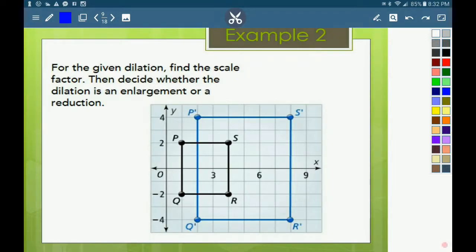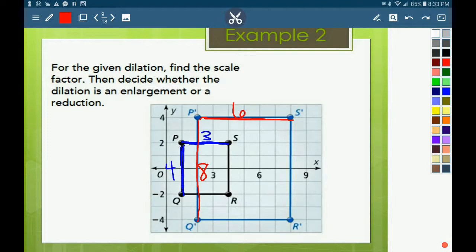It says, for the given dilation, find the scale factor, then decide whether the dilation is an enlargement or a reduction. Okay, so I'm just going to take note of some side lengths here. If I were to look at from P to Q, that's going to be 4 units. And then from P to S, that's going to be 3 units. On the image figure, from P prime to Q prime, I'm seeing that that is 8 units. And from P prime to S prime, looks like 6 units. I'm going from 2 to 8, yep, 6 units.